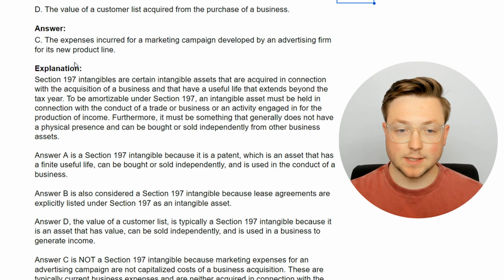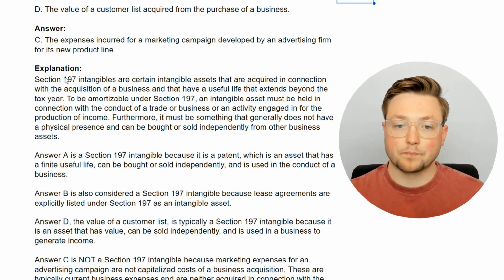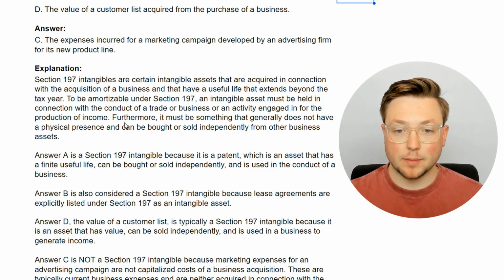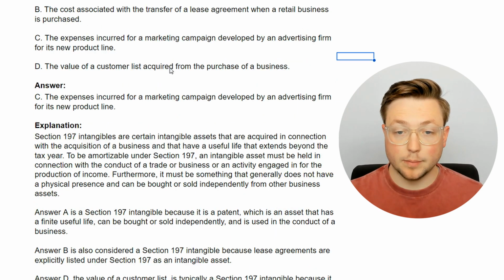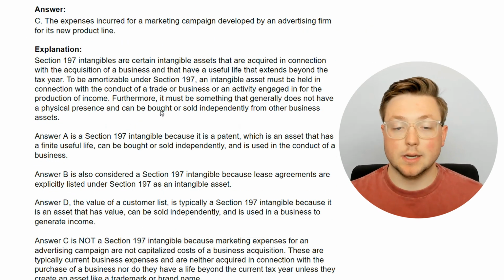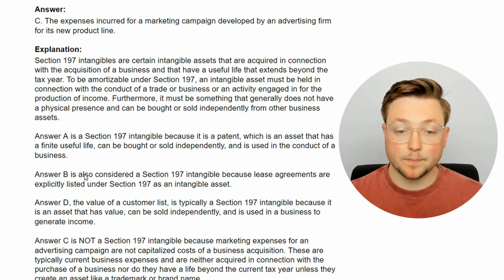Yep, just like I was saying, that seemed a little fishy. So this pretty much says everything that we've already read before. So Section 197, it's a patent, so it has a finite useful life, and again, it's an intangible. And since it can be bought or sold independently, and it's used in the conduct of a business, and it was acquired from another business, it can be an intangible asset under 197.